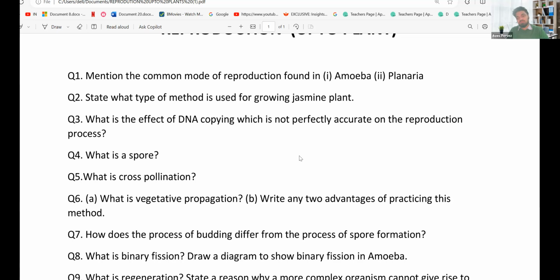So, you can hear me, right? Yeah, I can hear you. Cross pollination is when seeds from the male... Sorry, I can't.